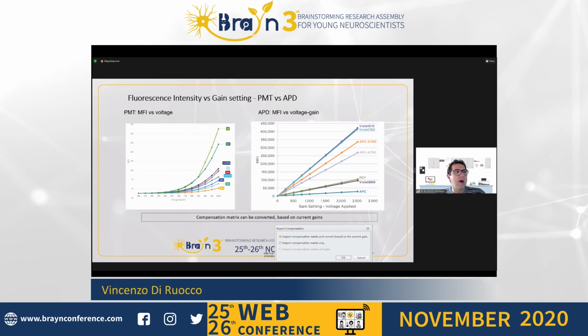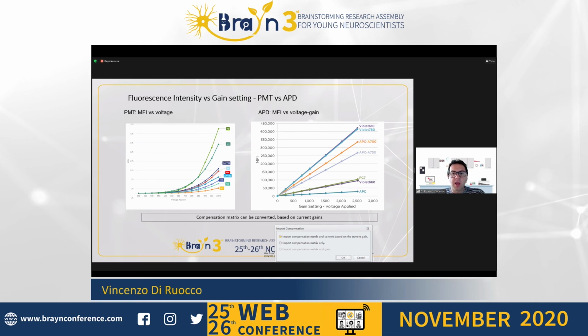And then I was talking to you about linear response. So this is what happens with the PMT, with the old generation. I cannot predict what can happen to the MFI, the intensity of that channel, when I change the voltage in my detector. As opposed to the APD situation, when we change the voltage applied, we can still understand or forecast what will happen next with the intensity of the light.